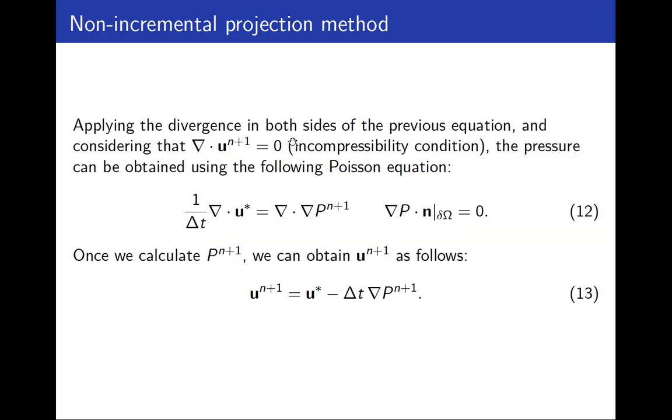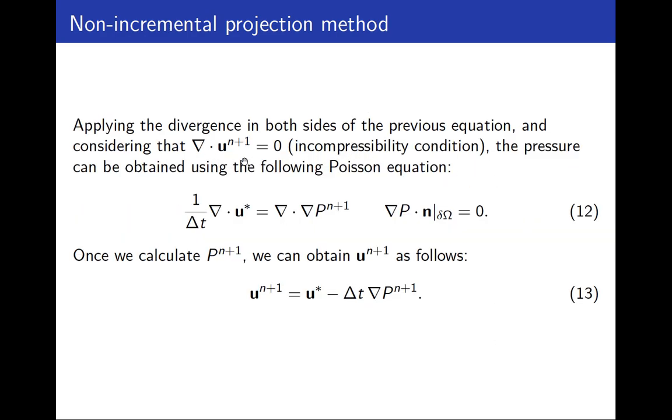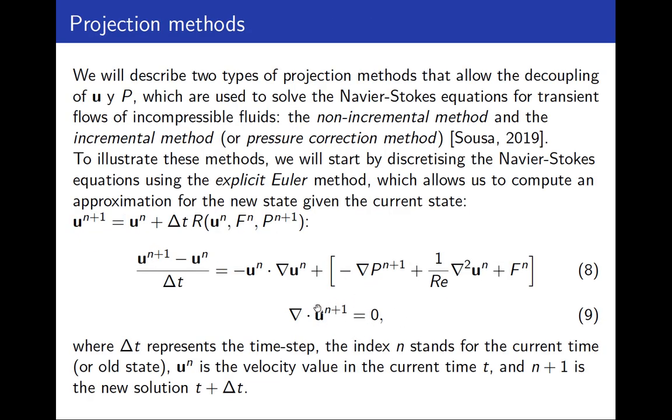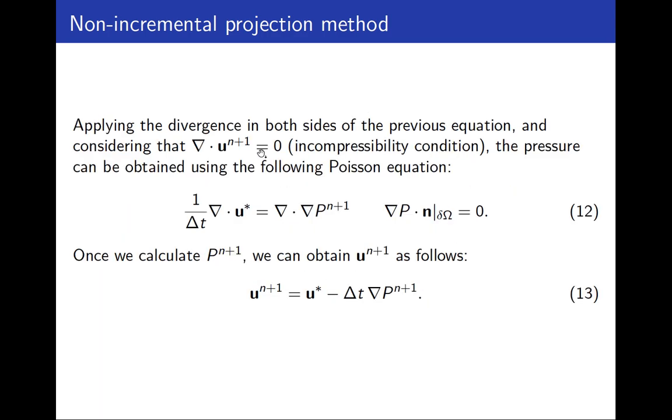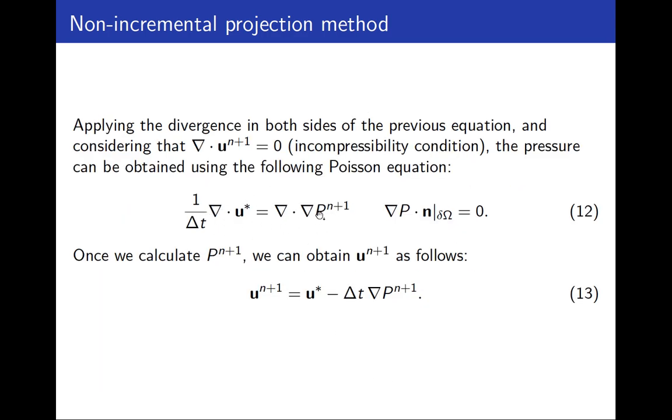We will apply the divergence on both sides of this equation. Remember that in equation 9, we specified that the velocity at the new time has to satisfy the continuity equation, the incompressibility condition. So you can see where we are heading. If we apply the divergence on both sides of this equation, we end up with equation 12, which is a Poisson equation for pressure.